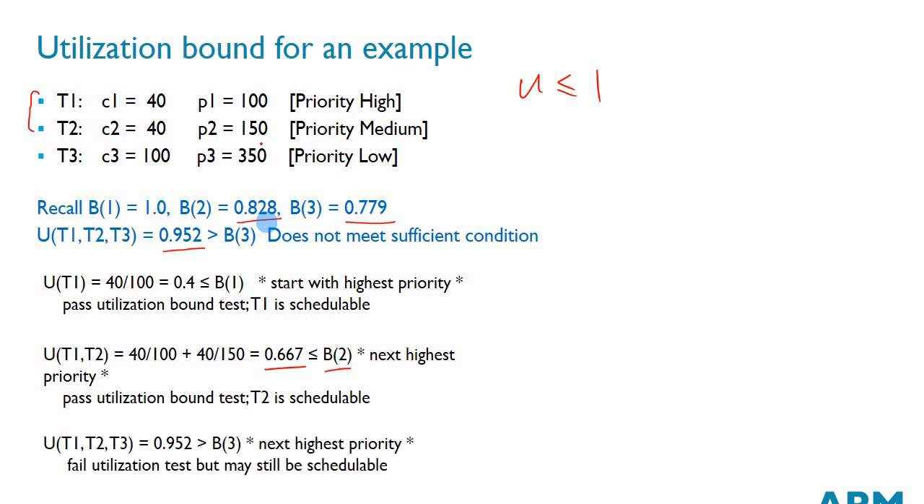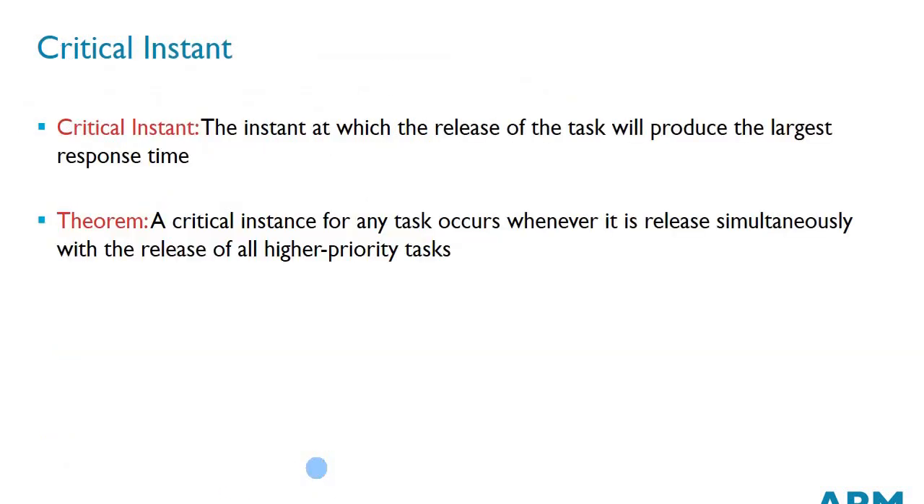But the moment I include all three tasks, what happens? I can see that I fail the utilization test. But again, you have to remember that the utilization bound is a sufficient condition, but not necessary. That means I may still be schedulable even though I fail this test. To understand this better, we need to look at the idea of a critical instance. What is the critical instance?